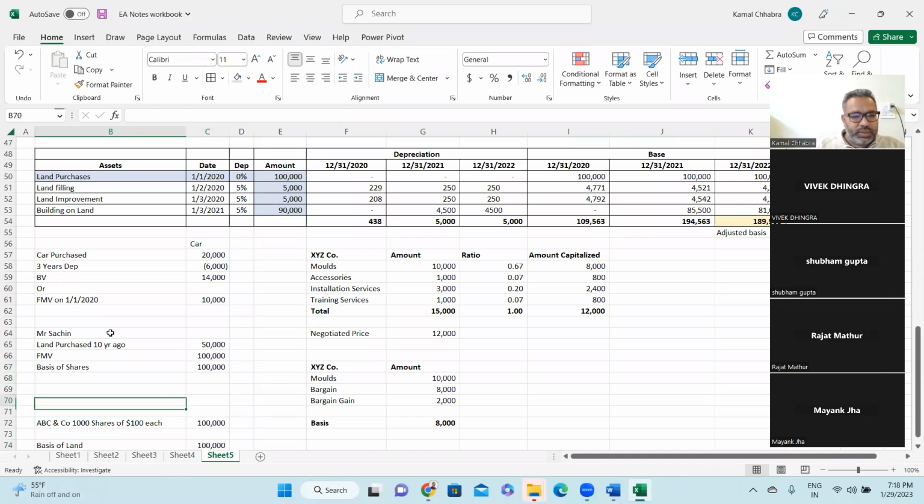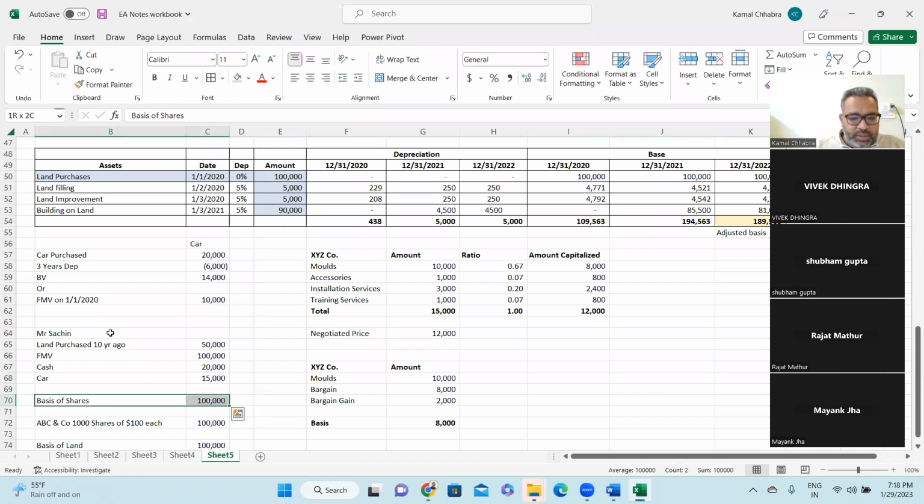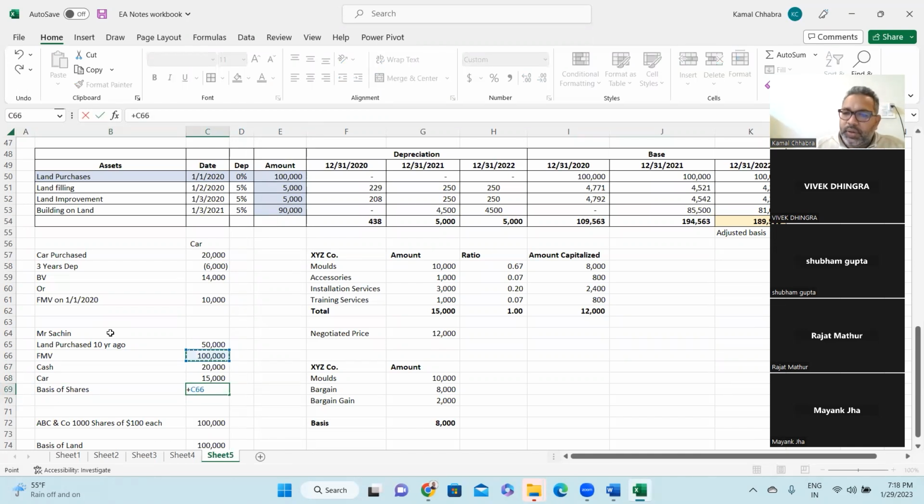Okay, so now let's add a twist over here. In addition to that, Sachin has received cash, $20,000. In addition to that, Sachin has received cash and also received a car of $15,000. So now, what is the basis of shares in the books of Sachin? Fair market value minus the cash received minus the car received, $65,000. Yes?